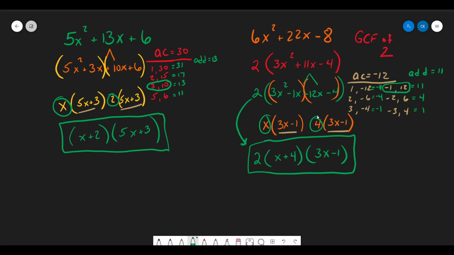I do see twins, so I take my two GCFs. They go in one parenthesis, the x plus 4. The other parenthesis is the twin, the 3x minus 1. And then I can't forget that 2 that I had taken out in the beginning. So it's 2 times x plus 4 times 3x minus 1.